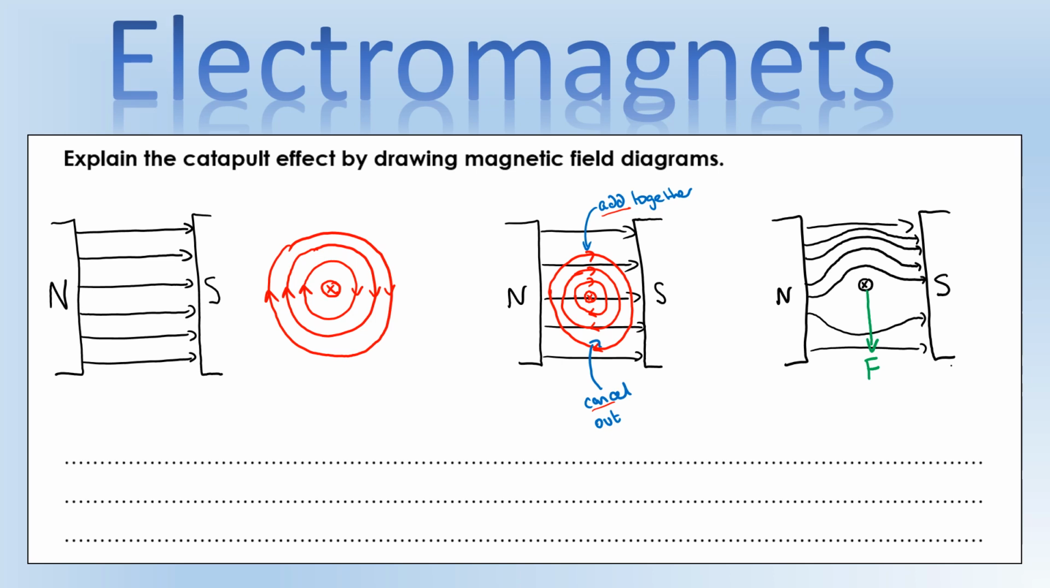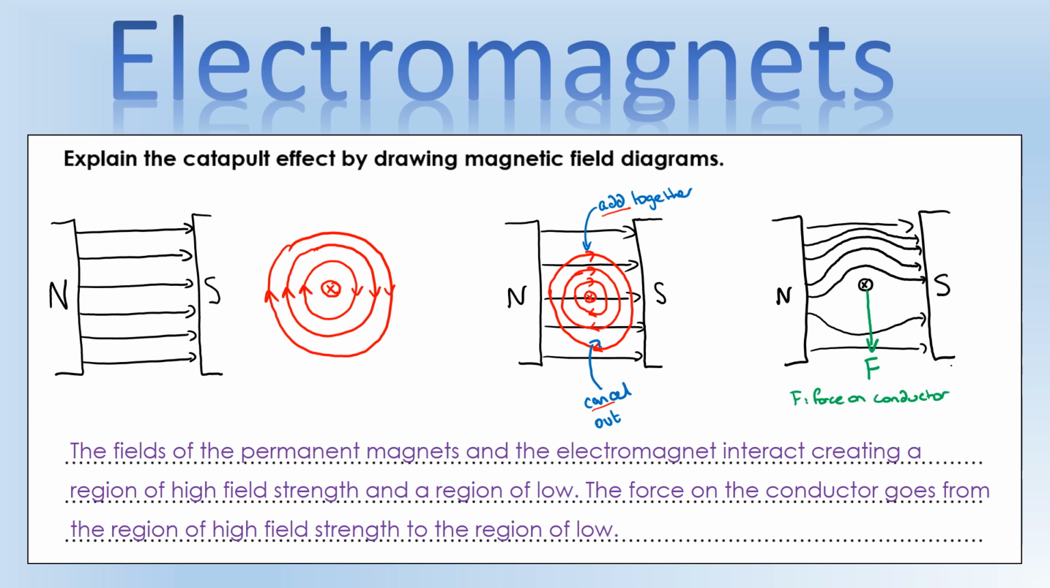And the force goes from the region of high density to low density, or close to spread out here. The F shows the force on the conductor, and this is because of the interaction between the two magnetic fields. The force goes from the region of high field strength to the region of low field strength there.